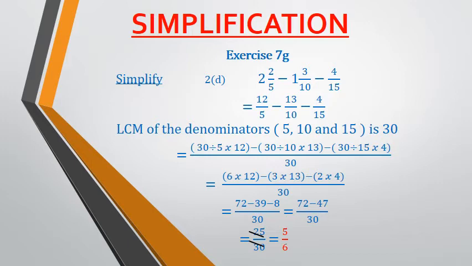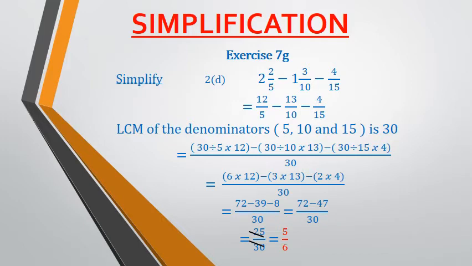We get (6 multiplied by 12 minus 3 multiplied by 13 minus 2 multiplied by 4) upon 30. Again we have to solve the brackets, and when we solve the bracket, what do we get? We get (72 minus 39 minus 8) upon 30.